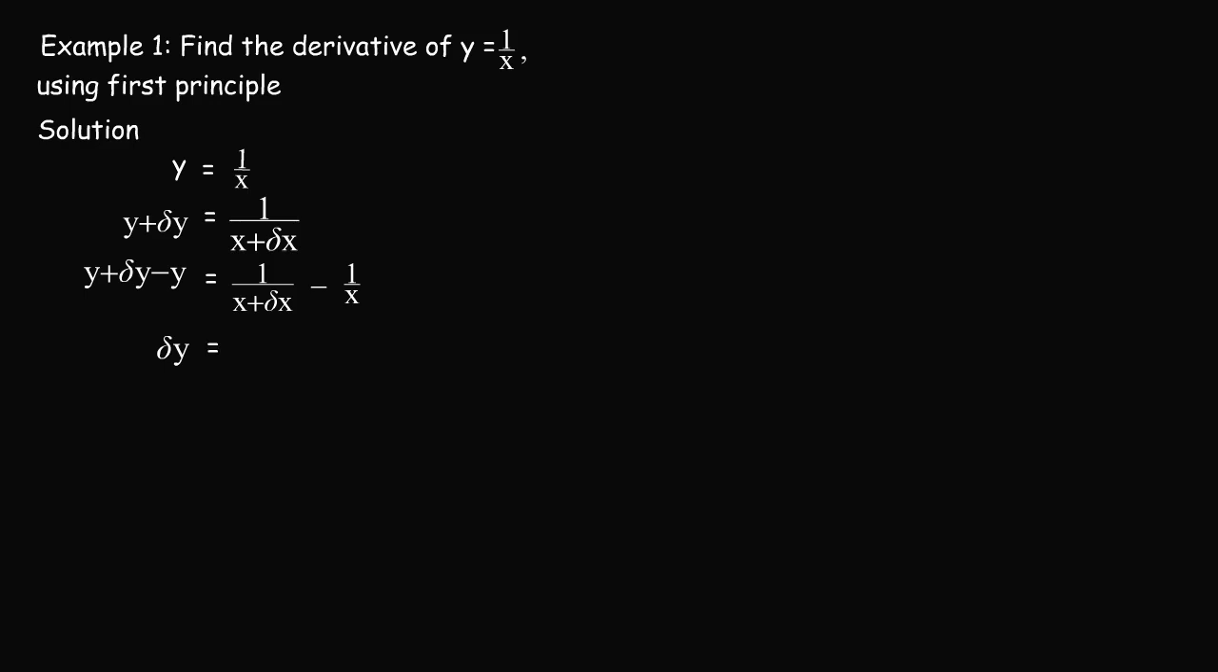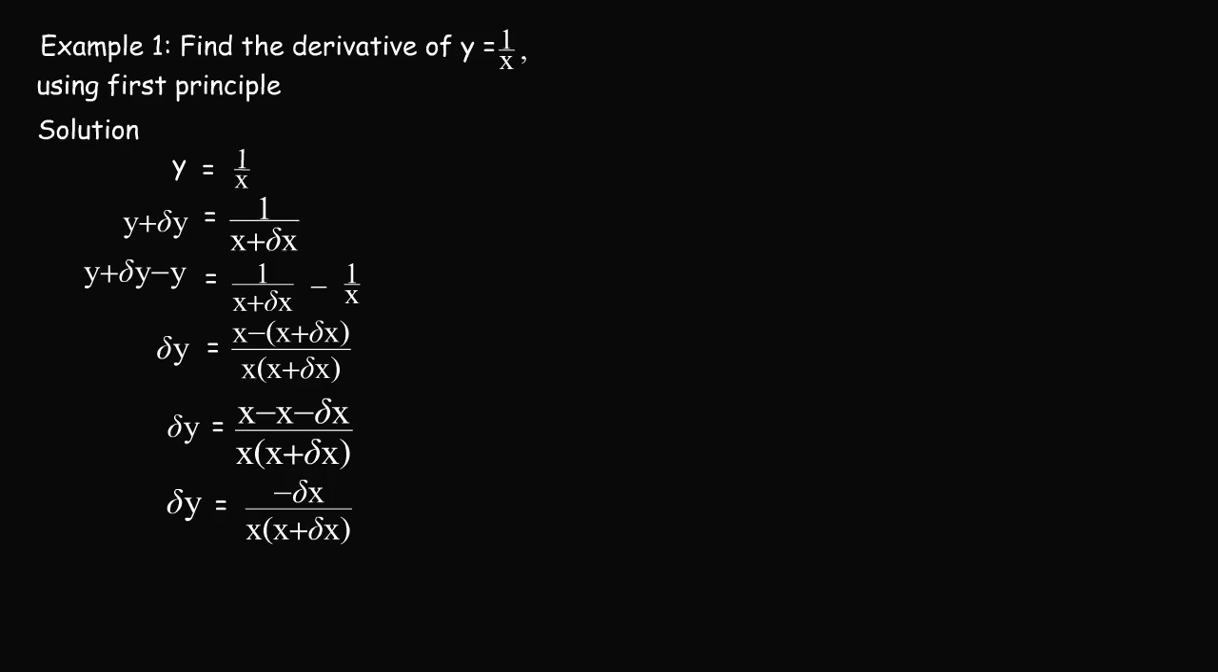Doing so, it becomes s minus (s plus delta s) in brackets divided by s in bracket s plus delta s. Opening the bracket in our numerator, our equation becomes delta y equals s minus s minus delta s divided by s in bracket s plus delta s. Simplifying further, it becomes delta y equals minus delta s divided by s in bracket s plus delta s.